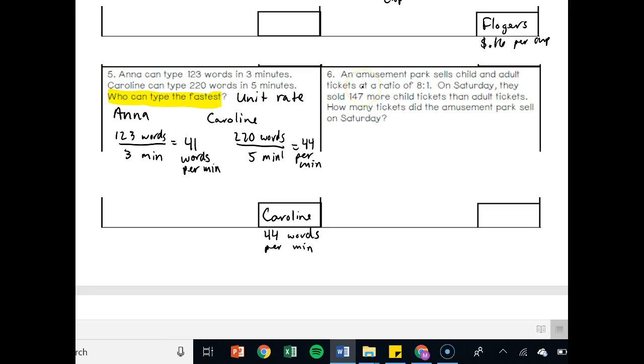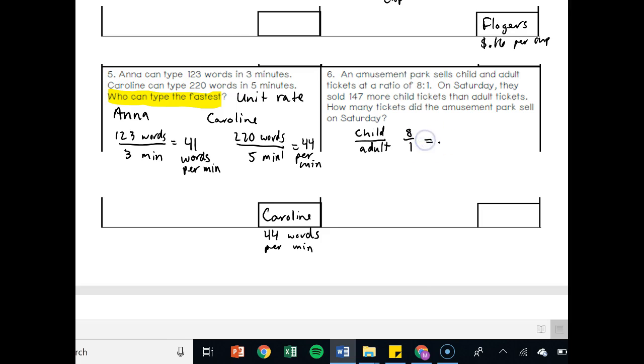Number 6, I'm also going to help you out. It says an amusement park sells child and adult tickets at a ratio of 8 to 1. So child to adult is 8 to 1, or 8 over 1, right? On Saturday, they sold 147 more child tickets than adult tickets, right? How many tickets did the amusement park sell on Saturday?